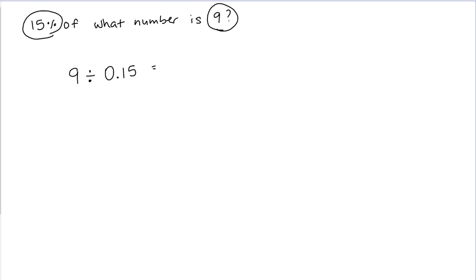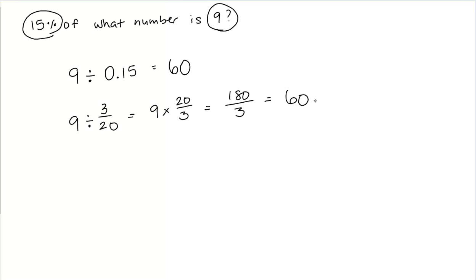So if you want to do long division, you absolutely can. And our answer is going to be 60. If you need a refresher on how to divide decimals, check back at the video for that. I can show you that it is going to be the same as a fraction as well. So we go 9. 15% as a fraction is 3/20. And that's the same as saying 9 times the reciprocal. And we're going to get 180/3. And when we divide that, we are going to get 60. So we got the same answer for a fraction and a decimal.